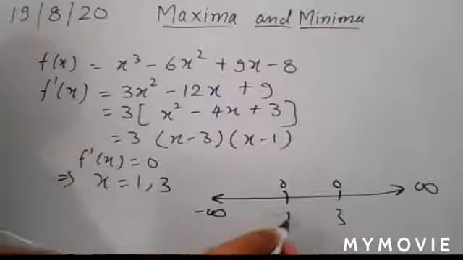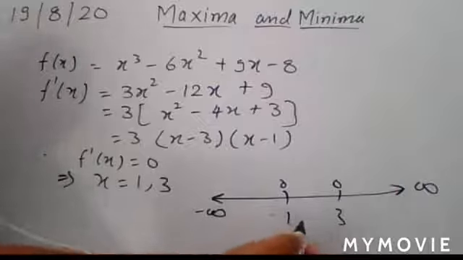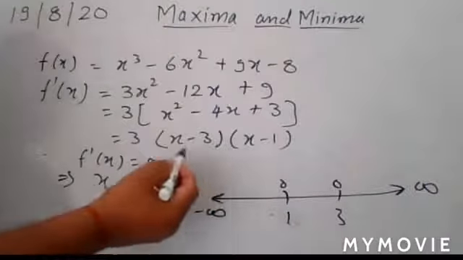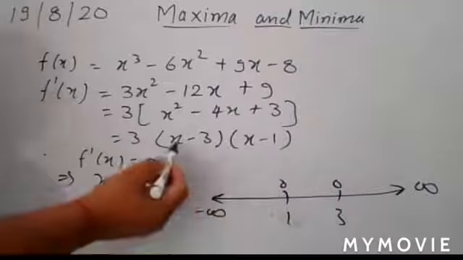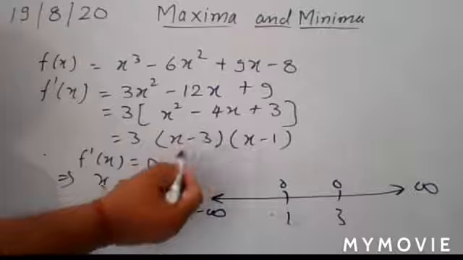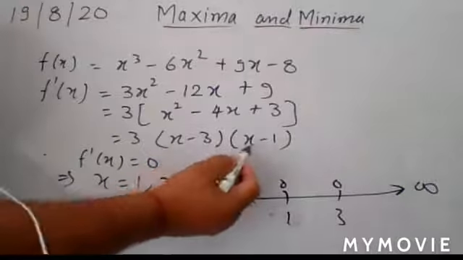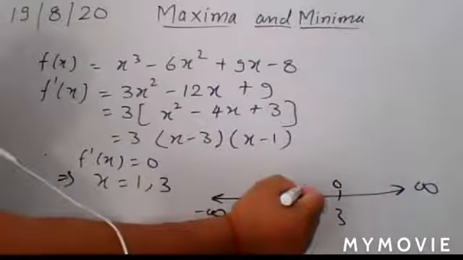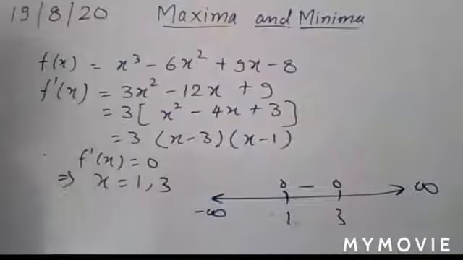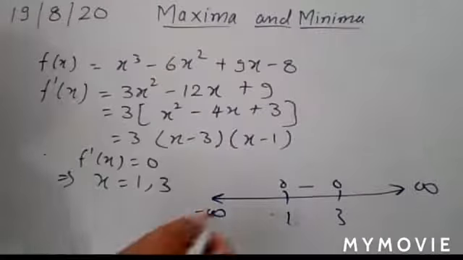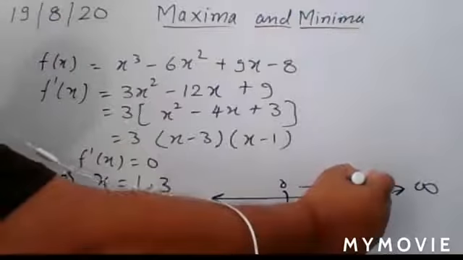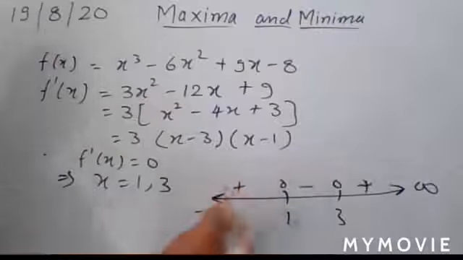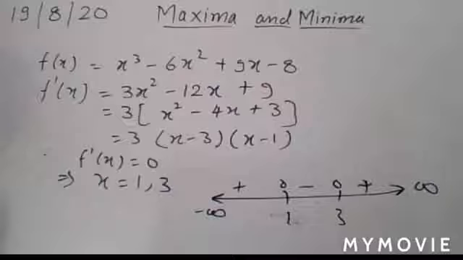If you take any point in between 1 and 3, just check what you have. If you put 2 here, that factor becomes negative and this factor becomes positive. So here you have a negative sign. Now if you take any point greater than 3, no doubt that is positive. So here you see that the sign changes alternately for this question.